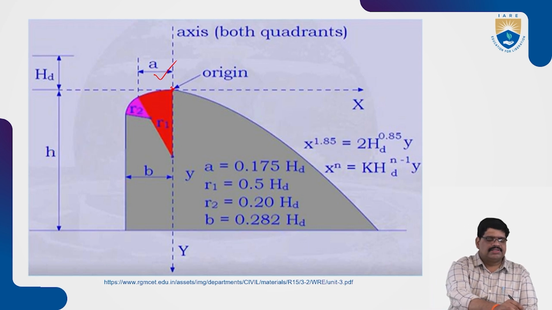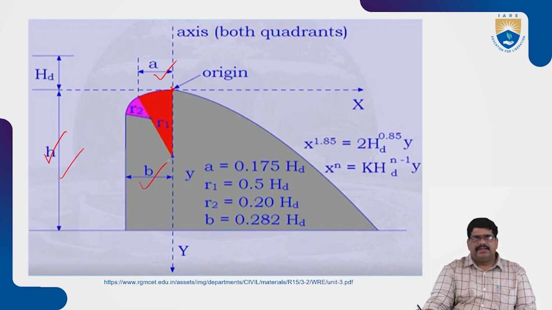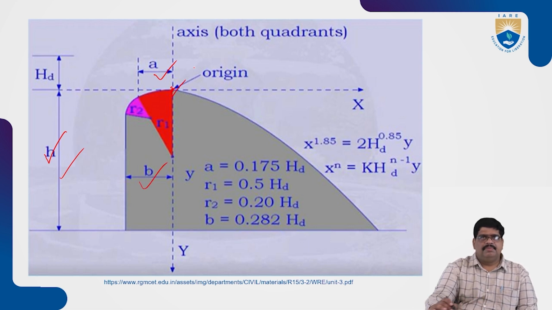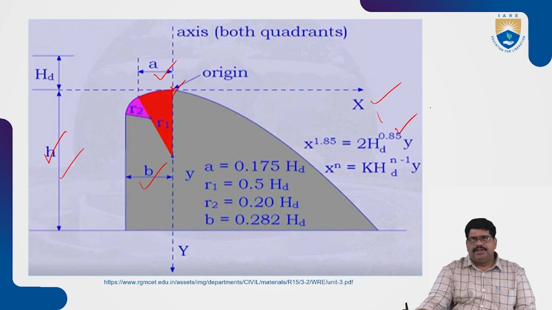Small h is the head provided here. The Ogee spillway height is H, B is the width, and the origin can be provided at the top, that is the X value. The origin x to the power of 1.85 is equal to 2 into Hd to the power of 0.85 into y, and x to the power of n is equal to k into Hd to the power of n minus 1 into y, where a is a value.